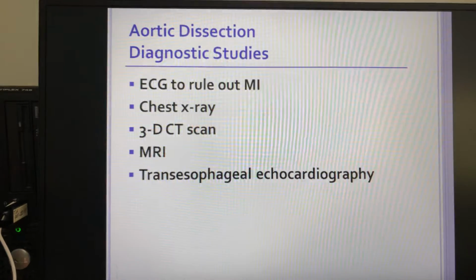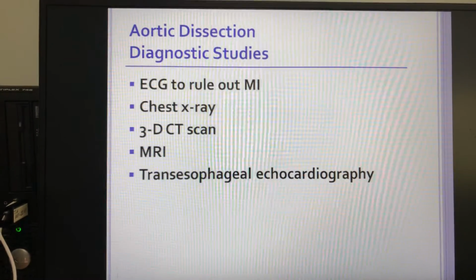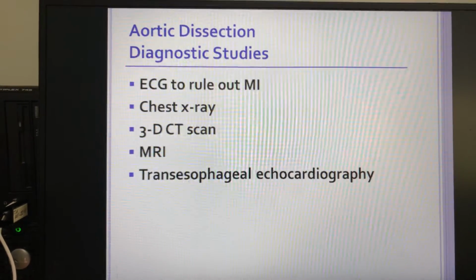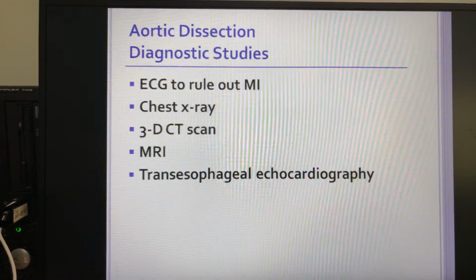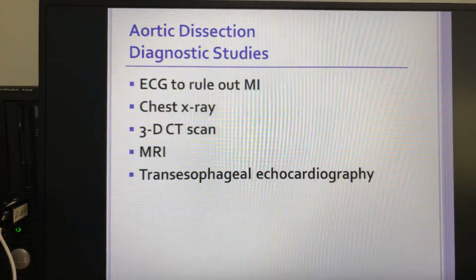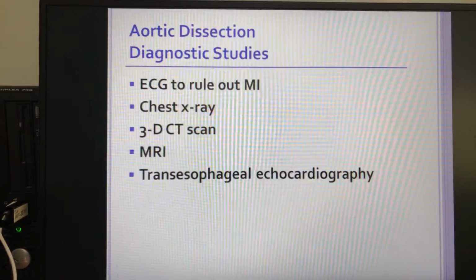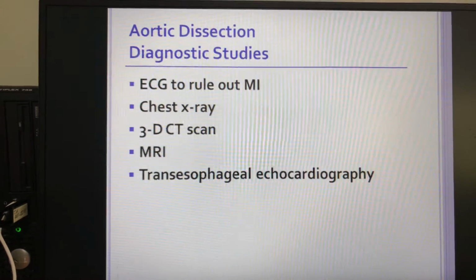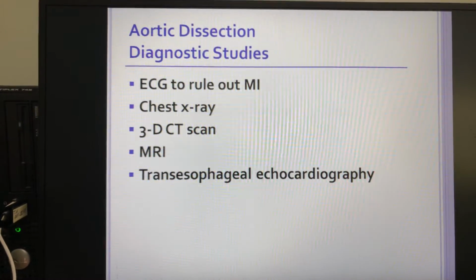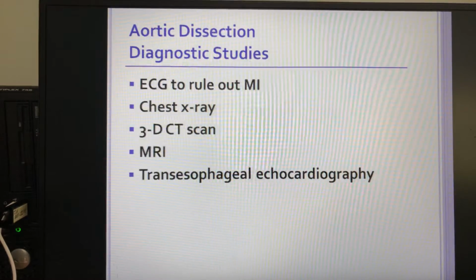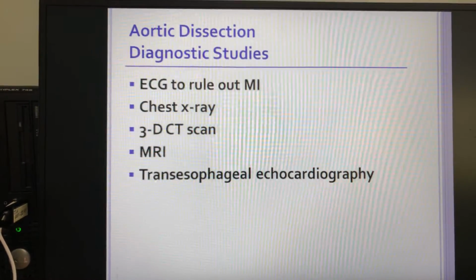And the TEE is preferred in a very unstable patient, or those with contraindications to CT or MRI. And that's usually those patients who have some type of metal implant, or they are actually allergic to the contrast media.